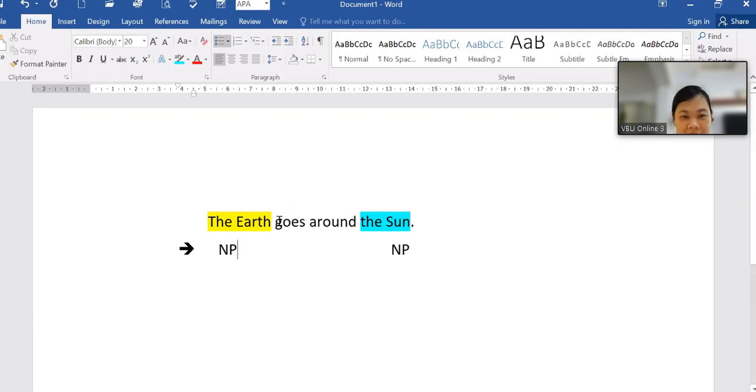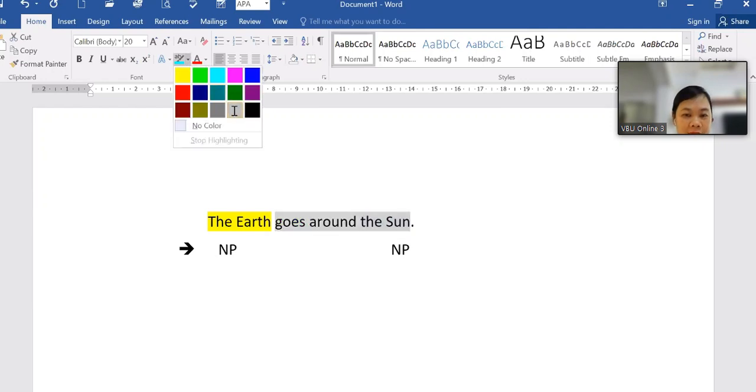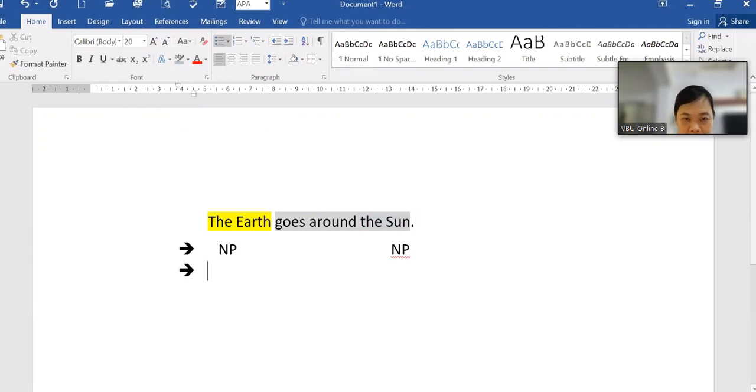So how about this? Verb phrase. Goes around the sun, that's the verb phrase, all right? Yes, good. So now the second line.